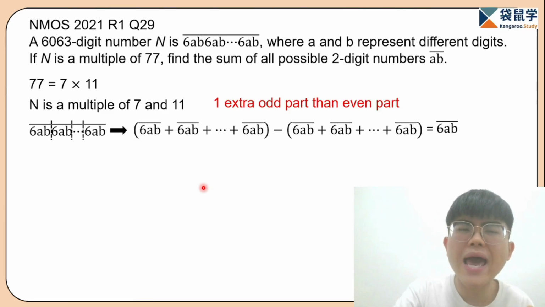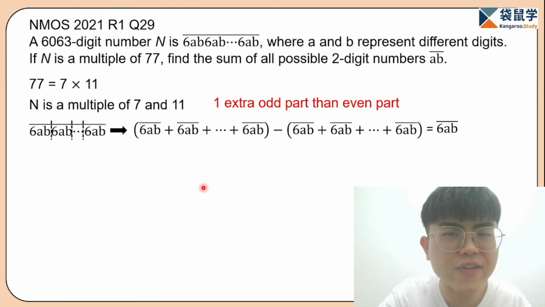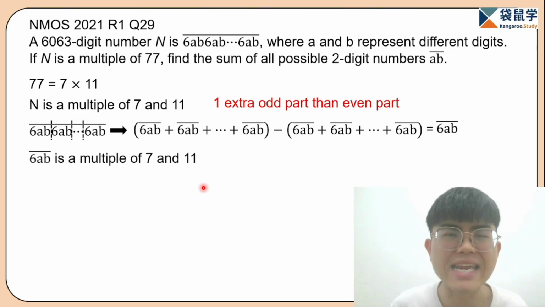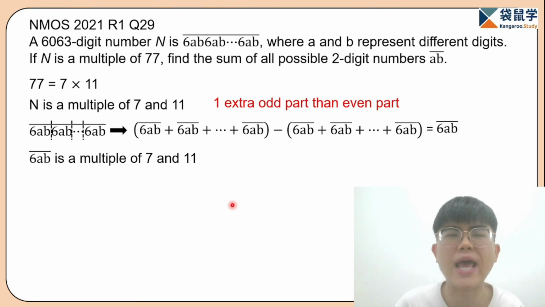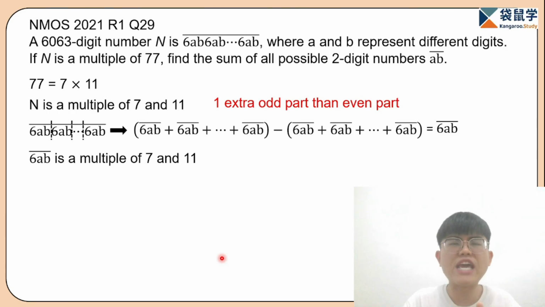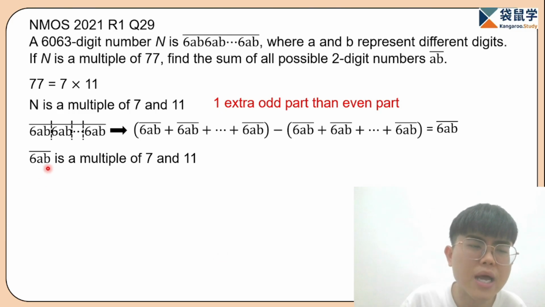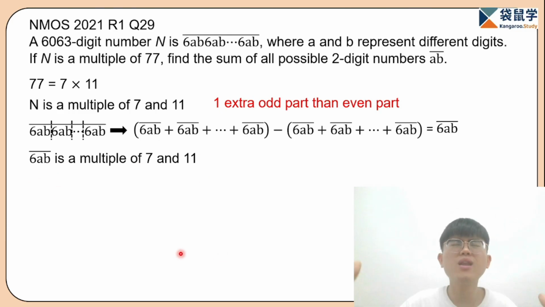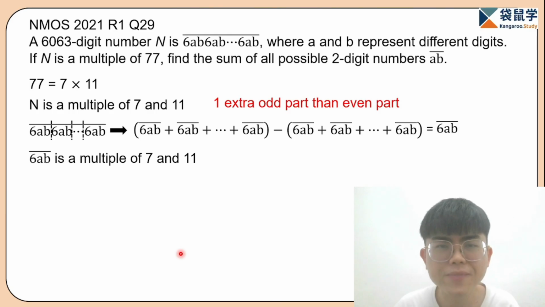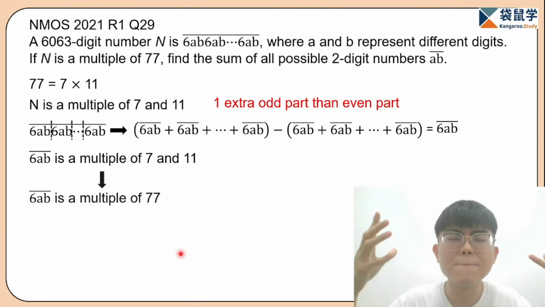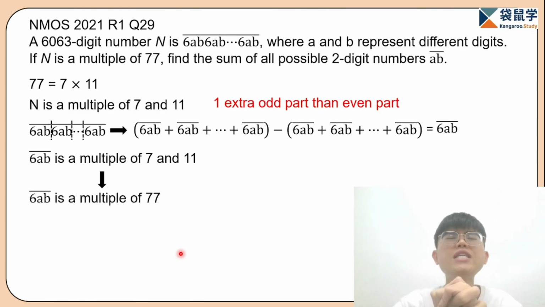Since our number n right here is a multiple of 7 and a multiple of 11, our 6AB right here should also be a multiple of 7 and 11. So everyone, we can use this characteristic to find our 2-digit AB. If you try to find the 3-digit numbers that satisfy the condition, maybe there will be a lot of numbers you have to find and check. But think about it: a multiple of 7 and a multiple of 11 is actually just a multiple of 77. We just have to find the 3-digit 6AB that is a multiple of 77.